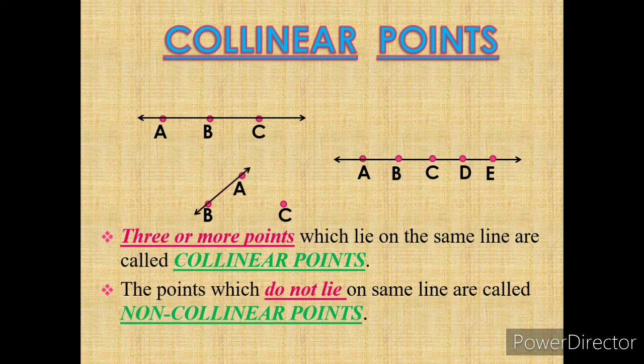If I join A and B, I have 2 points lying on the single line. But according to my definition of collinear points, 3 or more points should lie on the same line. But here only 2 points are there on a single line. So they do not form collinear points. Similarly, if I join A and C, they will also not form collinear points. Why? Because they are just 2 points. So they are your non-collinear points.